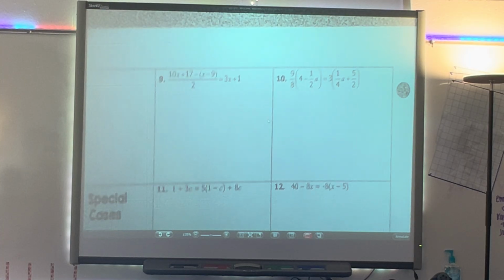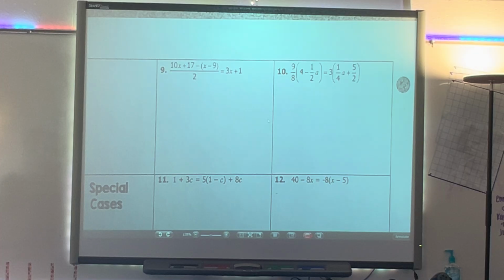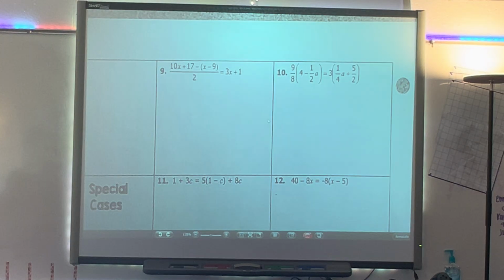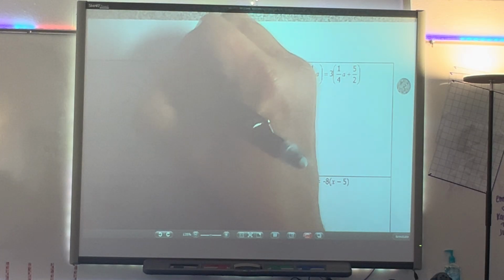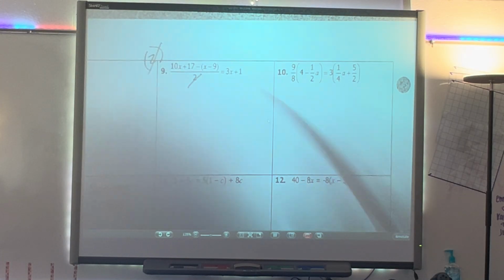Alright, let's take a look at this one right here. I'm going to look at 9. I would probably simplify this numerator and multiply this off at the same time. Are y'all okay if I do it at the same time? Alright, so I'm multiplying this side by 2 so that these cancel, right?